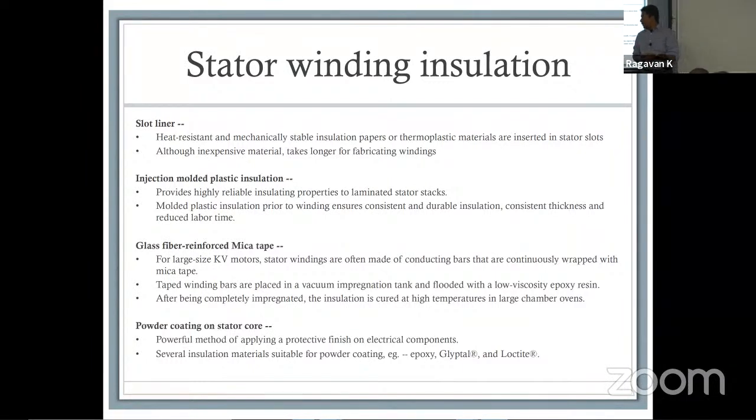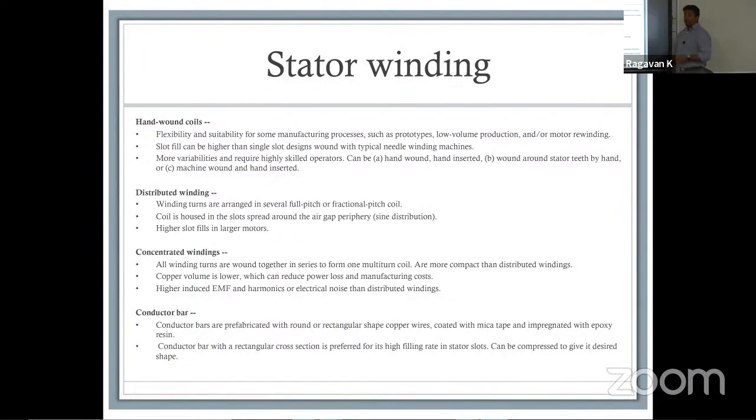And the last one is powder coating on the stator core. This is typically used for insulation, with materials like powder coating, epoxy, Gliptol, and Loctite. These are materials that you can spray on the winding to give you a protective finish on your electrical components. In terms of ways you can wind the stators, you can have hand wound, distributed, concentrated, or conductor bars. Conductor bars are something that everybody would like to have. It is a more drawn out process, obviously, because you are trying to create a prefabricated conductor bar. You have that tape around it and you insert that.